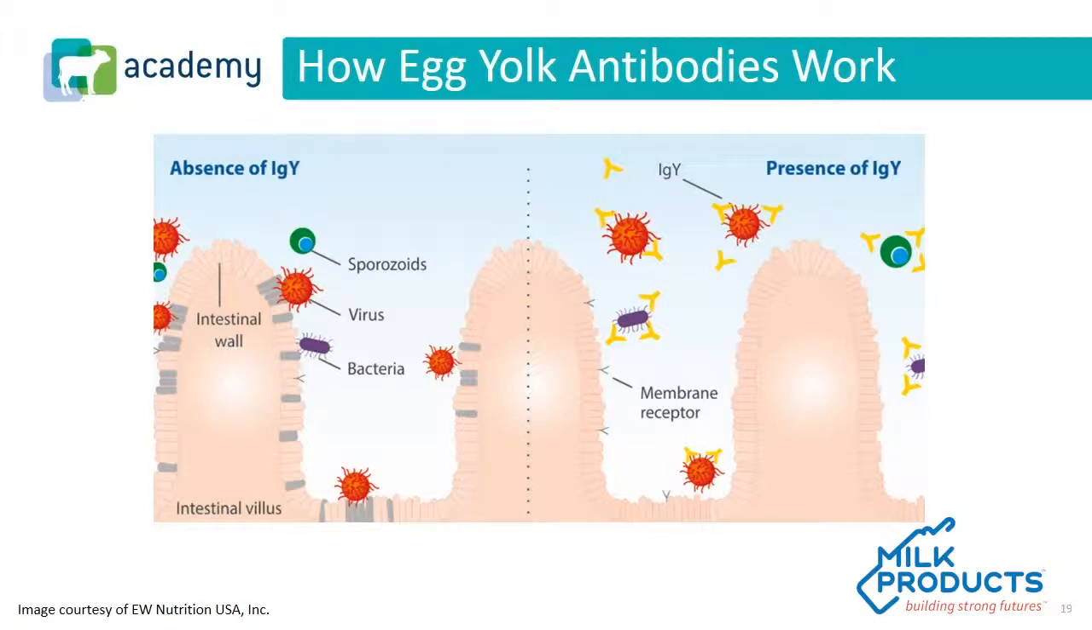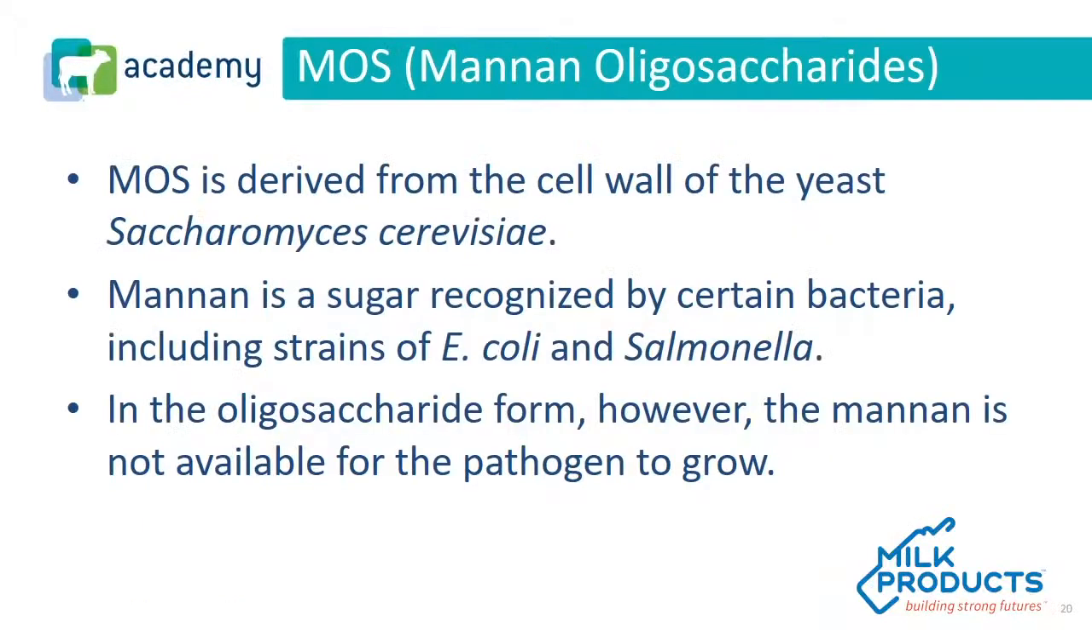That's how egg yolk antibodies work, and that's how antibodies in general work in the small intestine of the calf and have the health benefits that we observe. MOS, Mannan Oligosaccharide. MOS is derived from the cell wall of yeast. The technical name for yeast is Saccharomyces cerevisiae. The yeast is broken down with a proteolytic enzyme, and one of the resulting byproducts is MOS, Mannan Oligosaccharide.